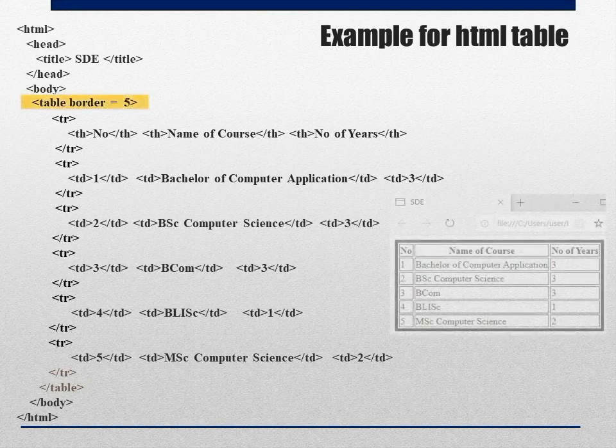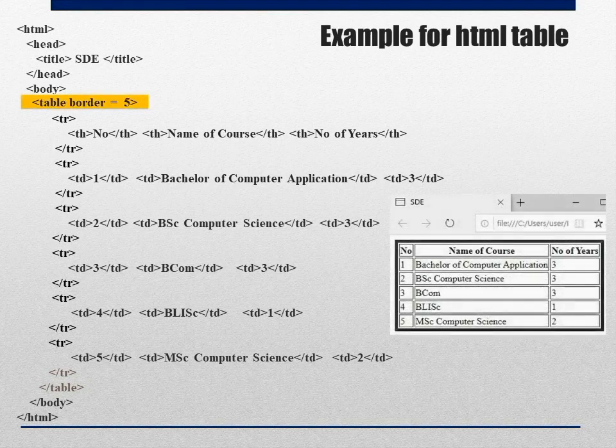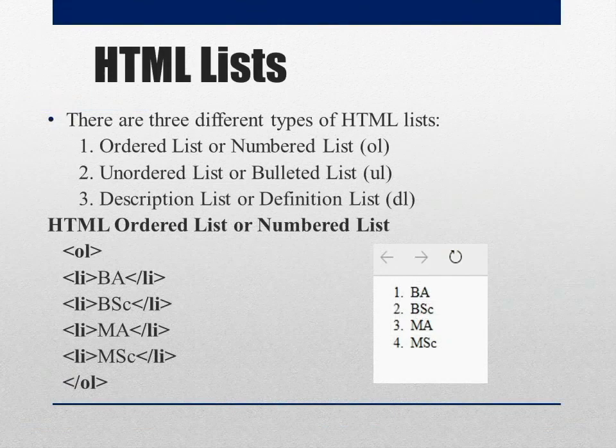If you want to draw the outline of a table, then use the attribute border. Table border equal to a value. Here I am giving the value as 5. And its default value is 0, which is equivalent to no border. The border will be thicker if a larger value is specified. Similarly, you can give border color, height, width, background, etc.